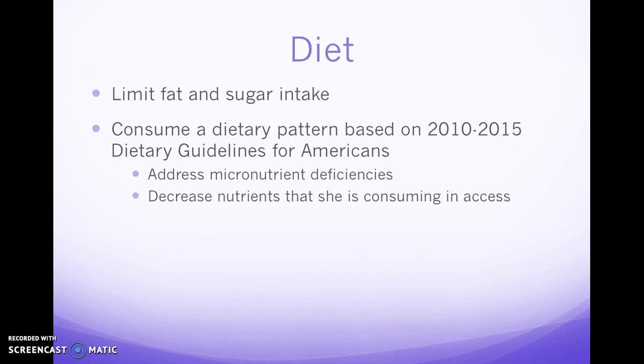A balanced diet based on the 2010 to 2015 dietary guidelines for Americans will help to address the micronutrient deficiencies caused by Jane's current diet, as well as help to decrease those micronutrients that she is consuming in excess. The dietary guidelines for Americans emphasize eating a variety of vegetables and fruits, whole grains, a variety of lean protein foods, and low-fat and fat-free dairy products. It also limits eating foods and beverages with added sugars, solid fats, and sodium.